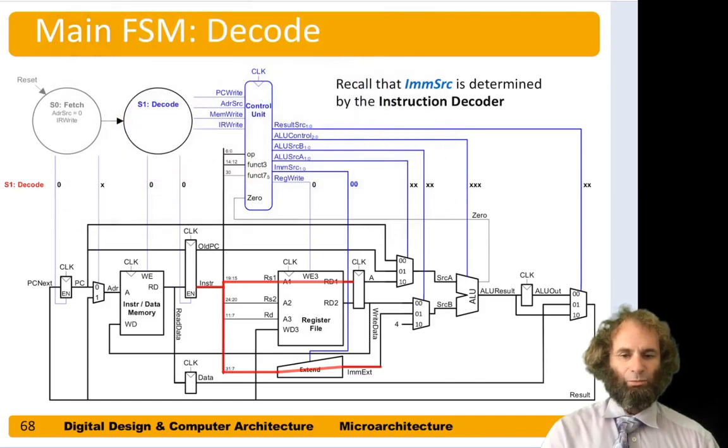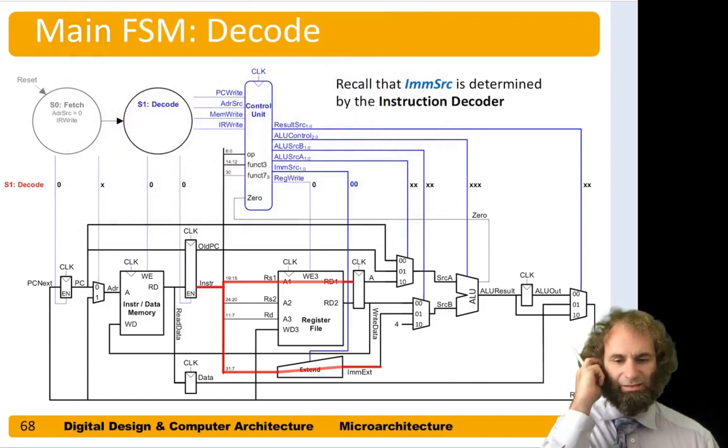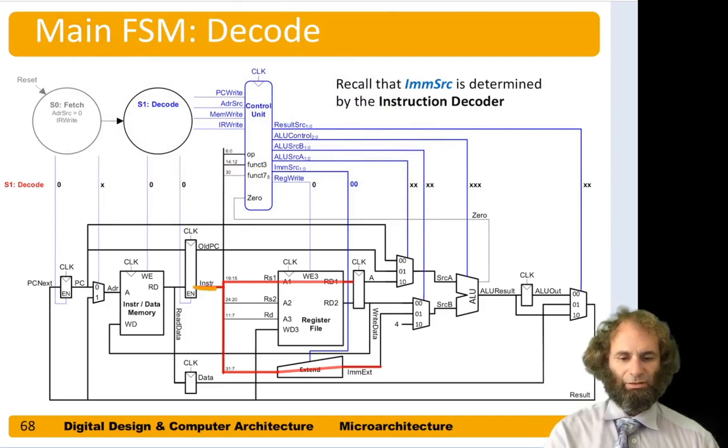On the next step, we're going to decode the instruction and do the sign extending. So the instruction is sitting right here. We'll take bits 15 through 9 of it, feed that to the register file, and read out the value of RS1. We'll take upper bits and feed those to the sign extender and get out the sign extended immediate. That immediate depends on IMM source, but remember IMM source is determined by the instruction decoder. It's just combinational logic based on the opcode, so we don't need anything in the state machine to handle that.